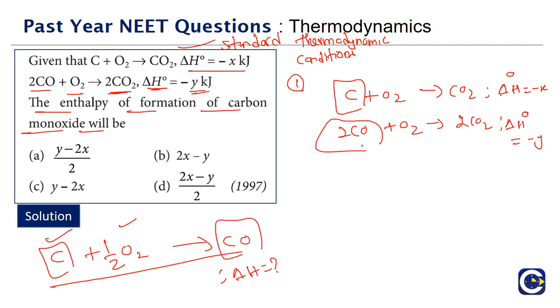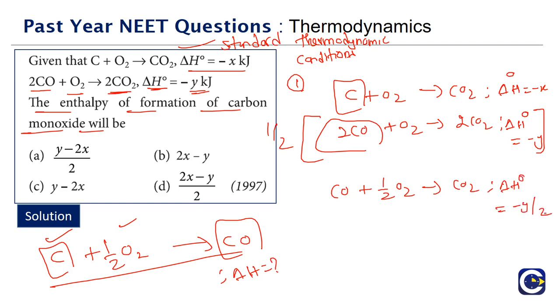So how do we have to modify it? First, we must multiply this equation by a factor of half. If we multiply by half, what is going to happen? CO plus half O2 gives rise to CO2. So del H will be equal to what? It will become minus Y by 2. Now we have to reverse it. If you reverse it, it will become CO2 gives rise to CO plus half O2. Del H will be equal to minus of minus Y by 2, which is plus Y by 2.